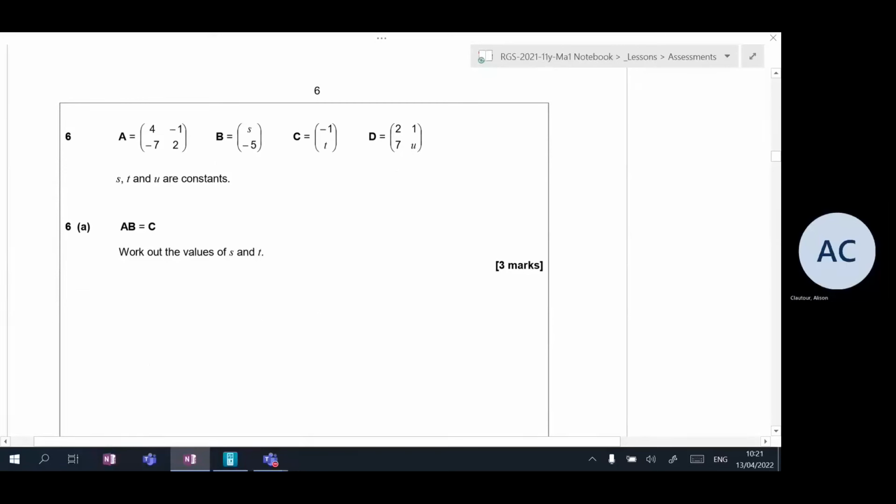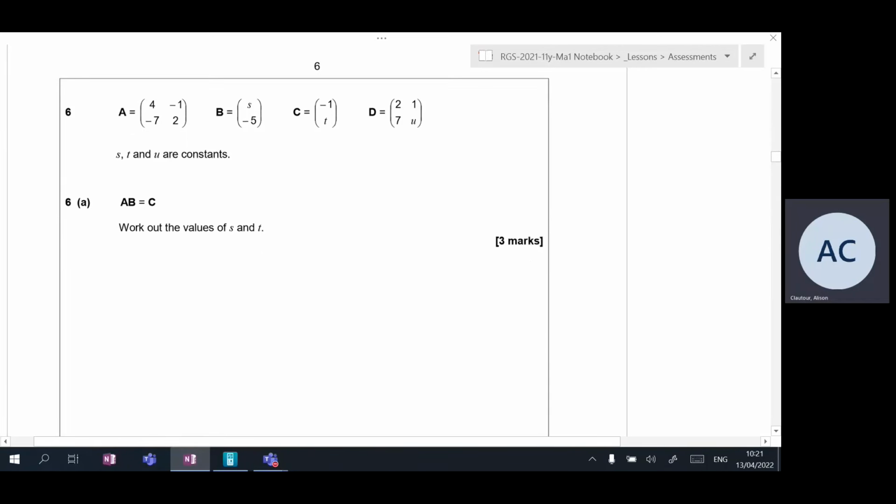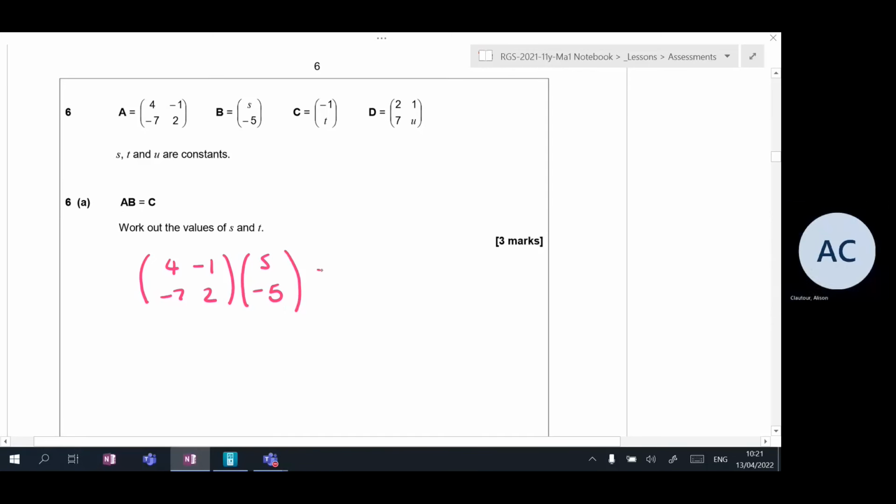Question 6. We've got 4 matrices, and we know that AB equals C, and we're trying to work out the values of S and T. Because you can multiply matrices together on your calculator, they do like to put in unknowns like S and T to show that you have to use your actual knowledge of matrix multiplication rather than just doing it on your calculator.